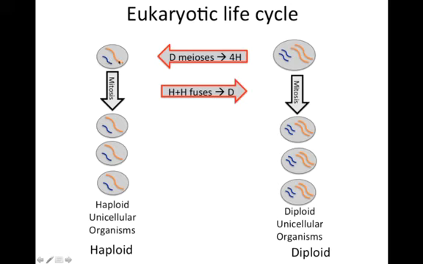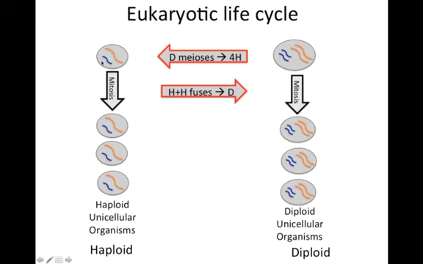Or in humans, we're multicellular diploid organisms. Then some of those cells undergo meiosis to give rise to egg and sperm, and then egg and sperm fuse to get back to the diploid stage. Okay, so that's the top here then. We're just looking at the general depiction of haploid versus diploid.